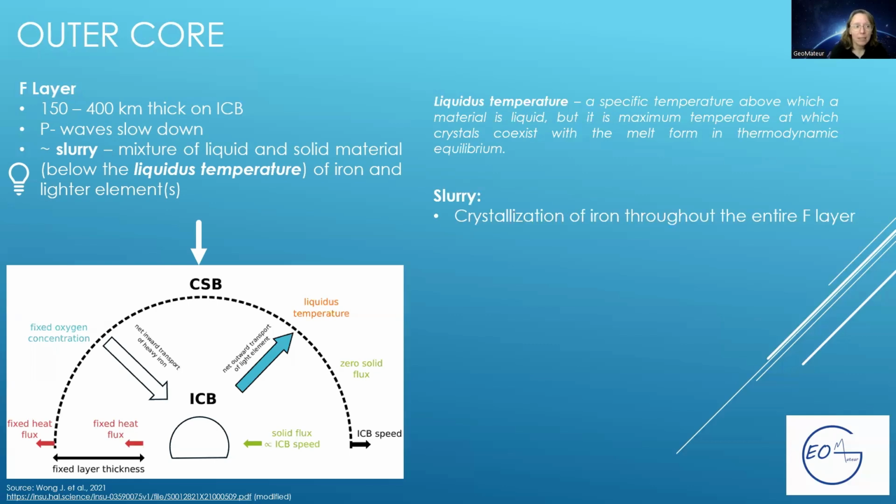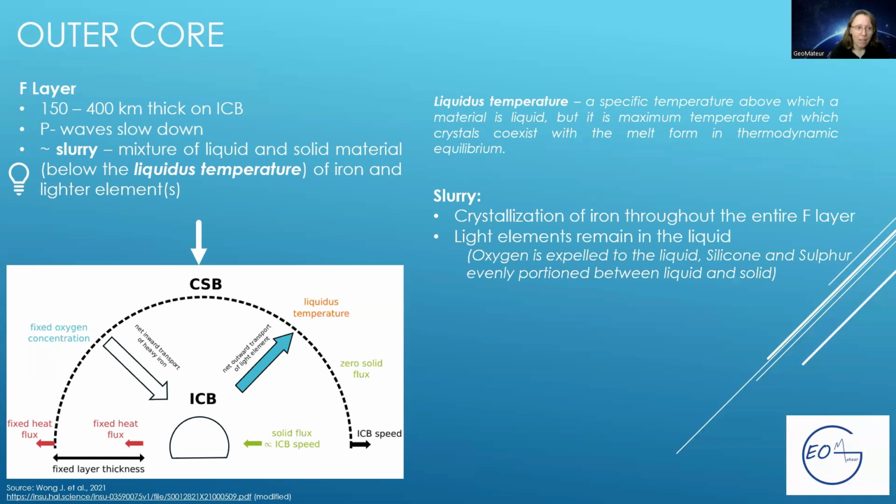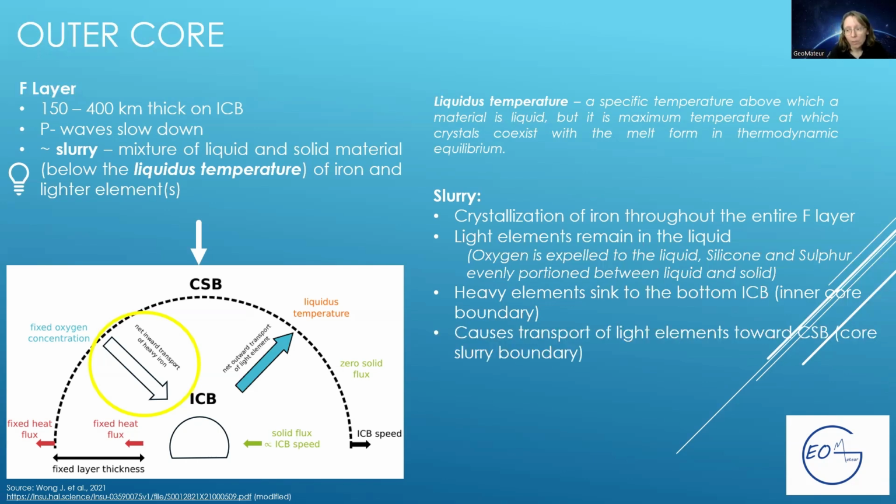The slurry layer is characterized by crystallization of iron throughout the entire F layer. Light elements remain in the liquid. Actually, oxygen is expelled to the liquid. Silicon and sulfur are evenly partitioned between liquid and solid. Heavy elements sink to the bottom of the inner core boundary and cause transport of light elements toward the core slurry boundary. So the top boundary of the F layer is characterized by stable density stratification.